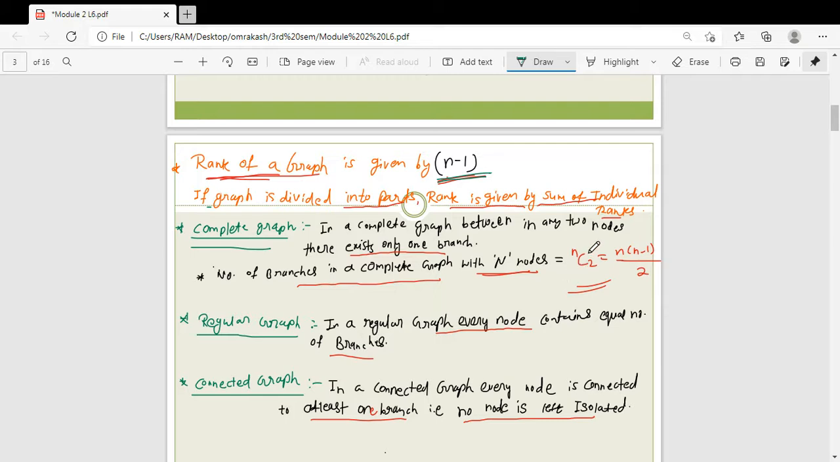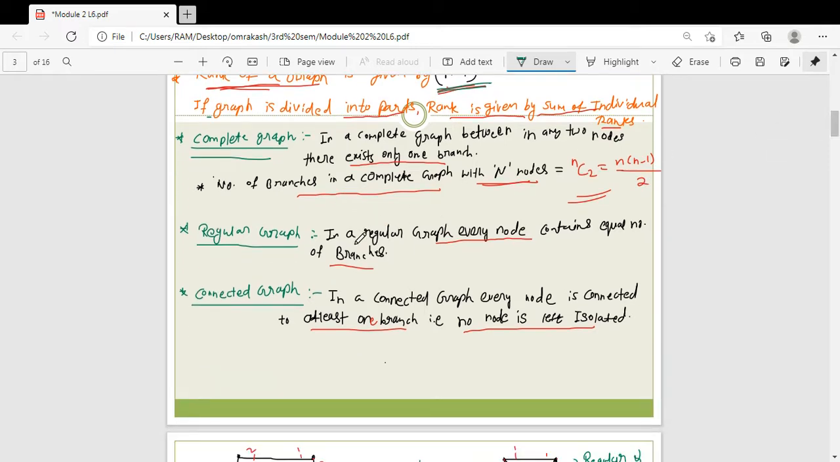Okay, so the total number of nodes is n, and between every two nodes one branch should be available. Meaning, for making one branch you need two nodes, right? That's why the nC2 combination is used here, n(n minus 1)/2. Okay, for a regular graph, in a regular graph every node contains an equal number of branches. Now see, for a regular graph every node contains an equal number of branches. And what do you mean by a connected graph?